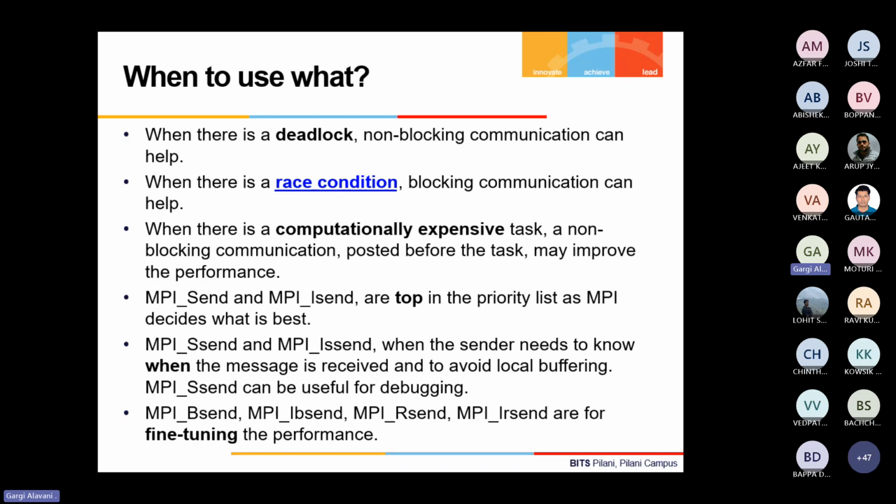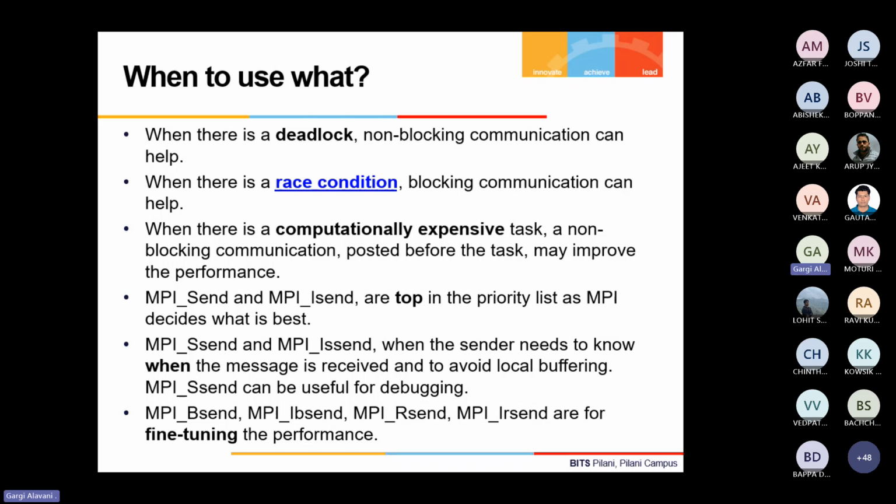So yes, when to use what? We have had a very detailed discussion on this. But to summarize, when there is a deadlock, non-blocking communication can help. When there is a race condition, blocking communication is important. Otherwise, the data will get corrupted. When you have some computationally expensive task, non-blocking communication helps because this can improve your performance.